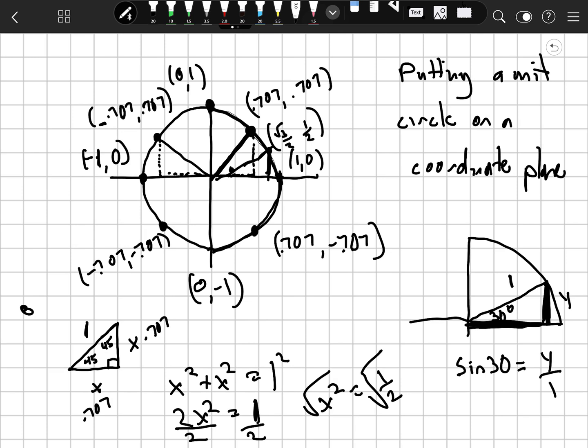Kind of interesting. The x value is just cosine at that angle, so cosine 45, and the y value is sine at that angle. So sine 45, this is going to be cosine 30 and sine 30, and so on. So I hope that helps you a little bit. We'll practice that. But putting a unit circle on a coordinate plane, that's kind of what we're doing there. Let's take a look at one last thing.